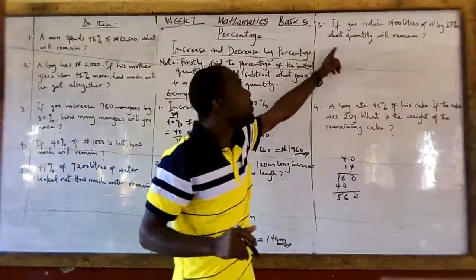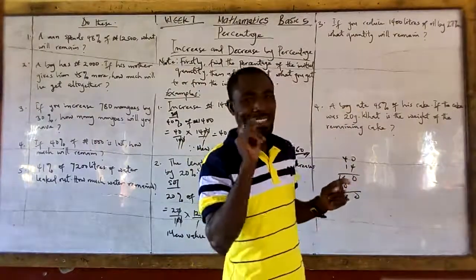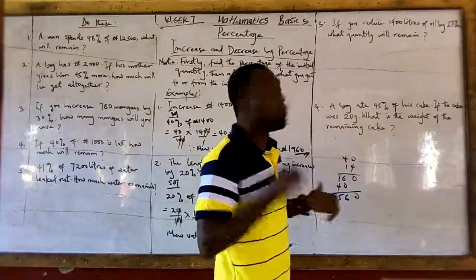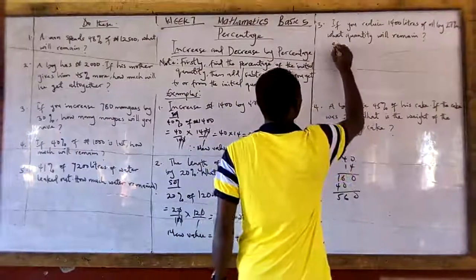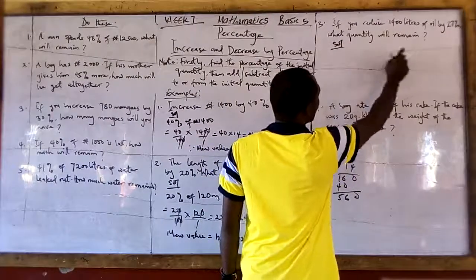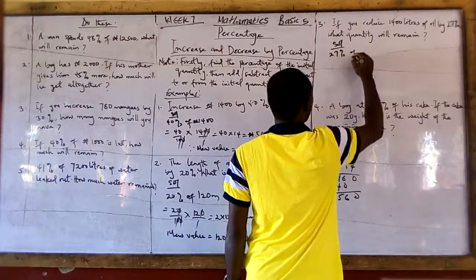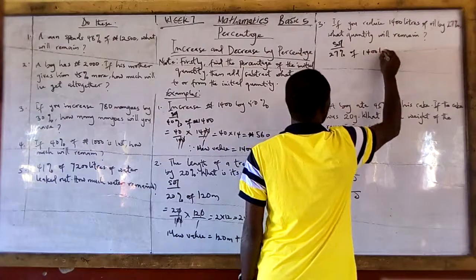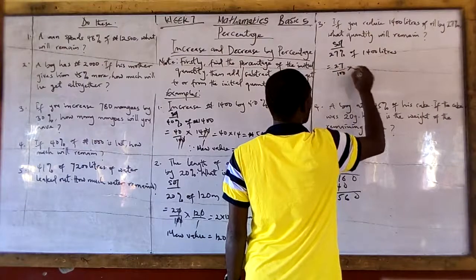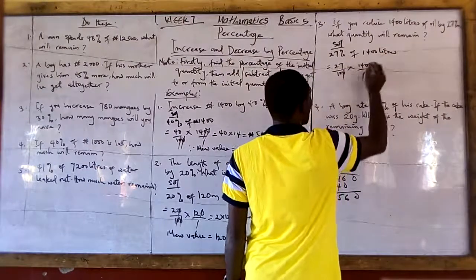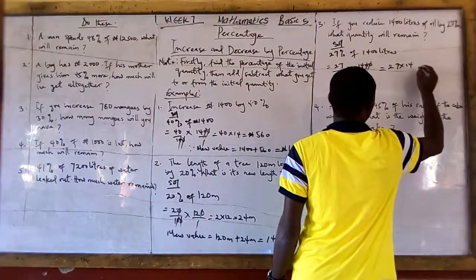Now look at this. If you reduce 1,400 liters of oil by 27%, what quantity will remain? You reduce it. It's still the same thing. Now, solution. We have 27% of 1,400 liters first, which equals 27 over 100 times 1,400 over 1. Cancels, cancels, cancels, cancels. It equals 27 times 14.